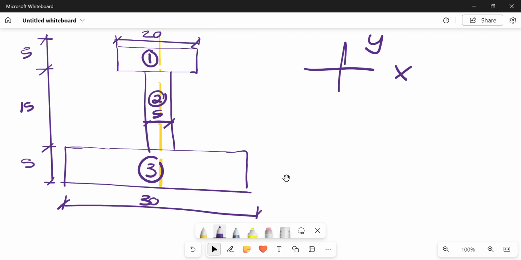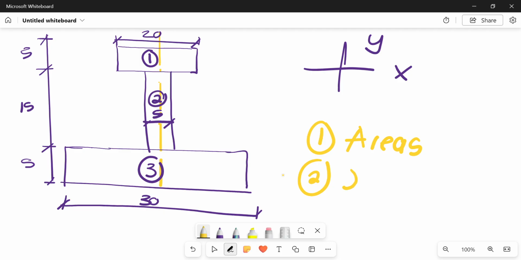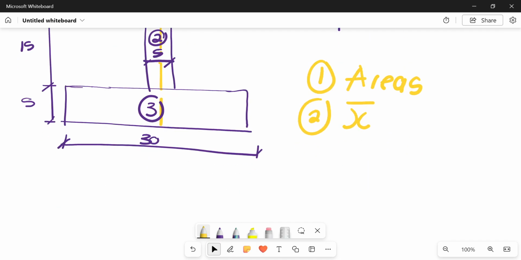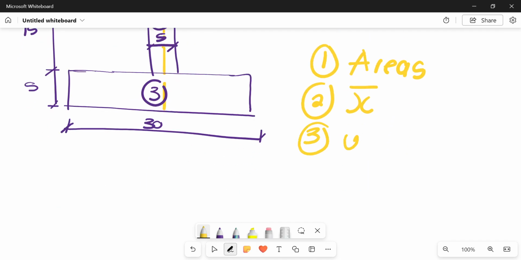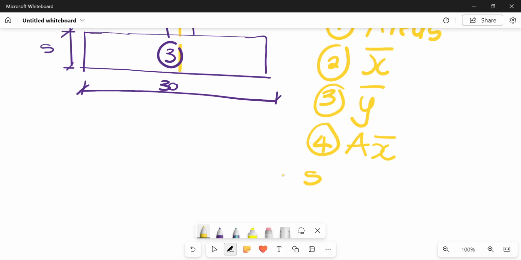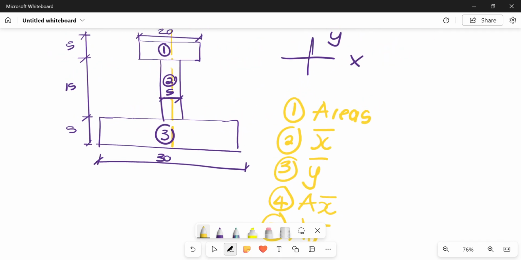Okay, now we're going to move on to the dynamics of how we're dealing with our centroids. So step one, you're going to find your areas for all these parts. Step two, you're going to find the centroids within the x-axis, so your bar x, and then you're going to find your bar y. Then step four, you're going to multiply your area with your bar x as well as your bar y. I don't know if it's x-bar, y-bar, or gamma; the terminology is a thing I've never tried to fuss around.